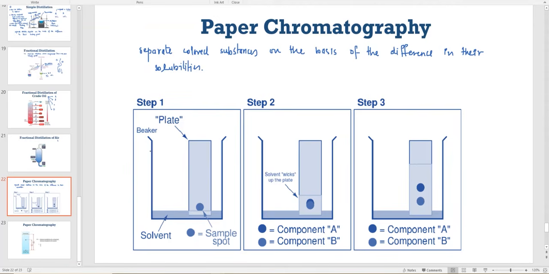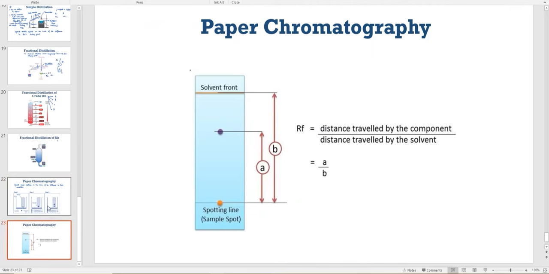Okay, so how do we do it? Let's take the example of this diagram. Let's say this is a piece of filter paper. I drew a line here that's called an origin line. We usually draw it with pencil. Then we add a spot over here.